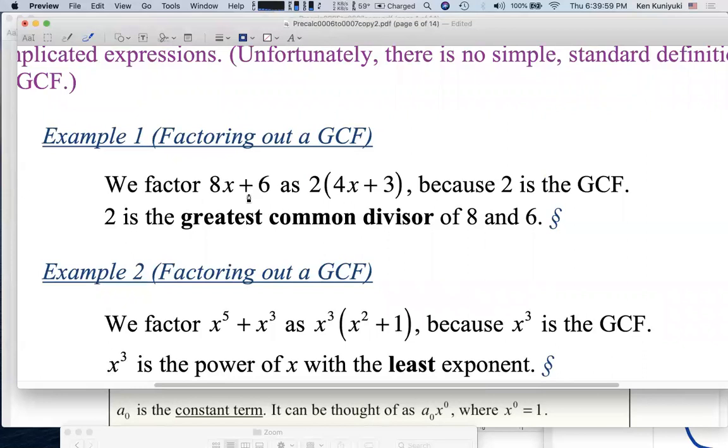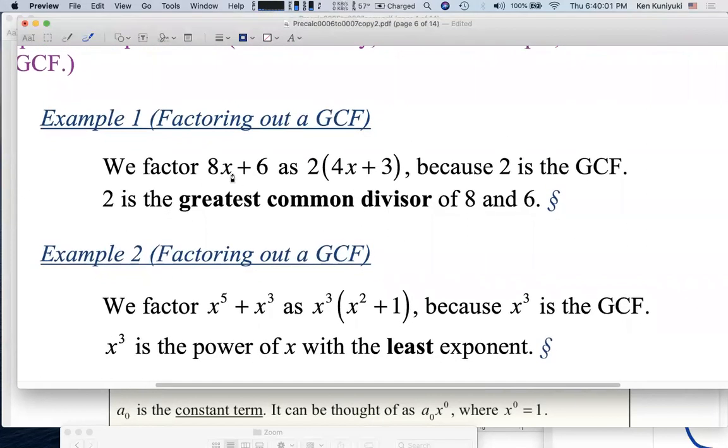If you see something like 8x plus 6, often the first thing you want to factor out is the GCF, the greatest common factor or divisor. In this case, if you want to factor 8x plus 6, the largest thing that goes into 8x and 6 is 2. We factor out the 2.